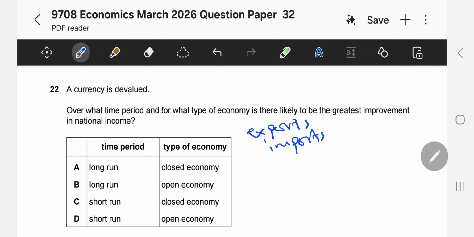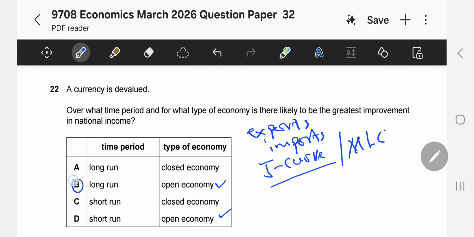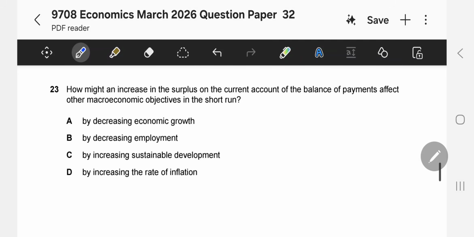Over what time period and for what type of economy is there likely to be the greatest improvement in national income? Okay, so first let me start here. Type of economy should be open, so it's going to be one of those. And for this to work, it's going to be in the long run because it needs time to work. Remember the J-curve thing in economics, or the Marshall-Lerner condition? If you remember that, then you know why we are going to go with B for 22. So let's go to 23.